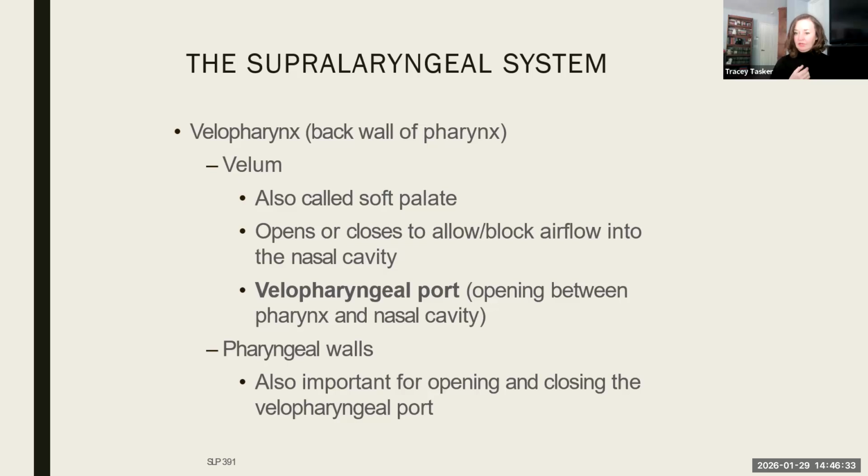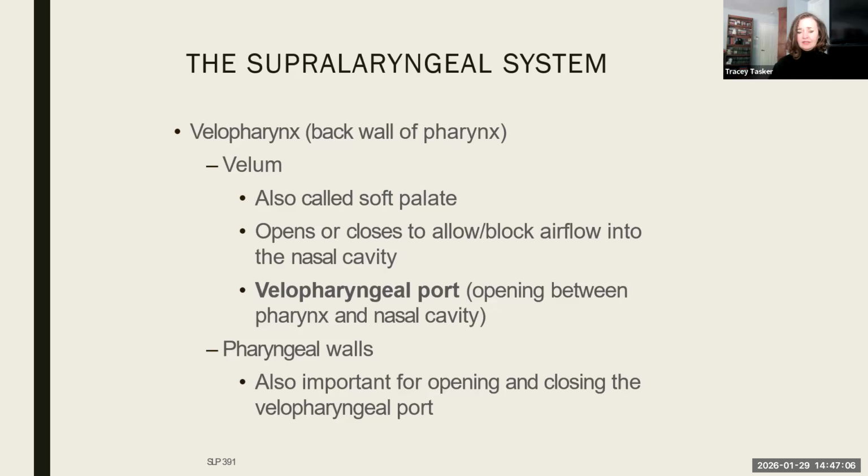So as I just said, velum is another word for your soft palate. Now, what's happening here is this is opening and closing to allow airflow into your nasal cavity, okay? It's called the velopharyngeal port, and we're going to talk about what happens if that's not working. This velopharyngeal port is opening and closing between your pharynx and your nasal cavity, okay? So we talked about nasal sounds are made differently. The airflow is different than non-nasal sounds. Your pharyngeal walls are also important for opening and closing this velopharyngeal port.